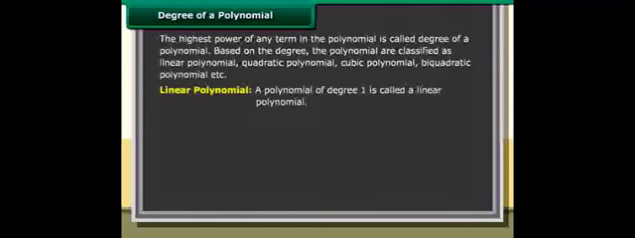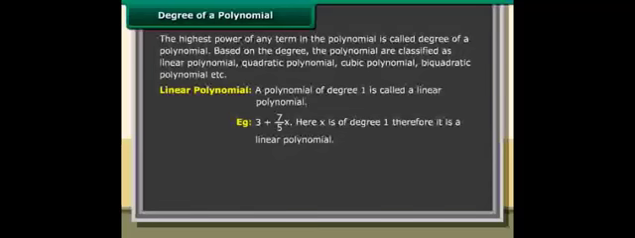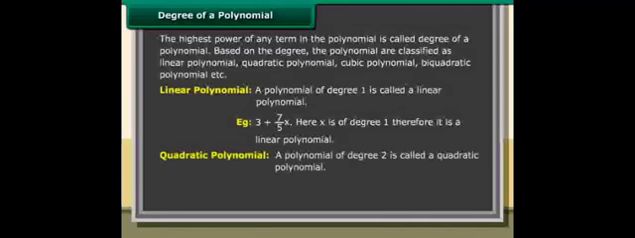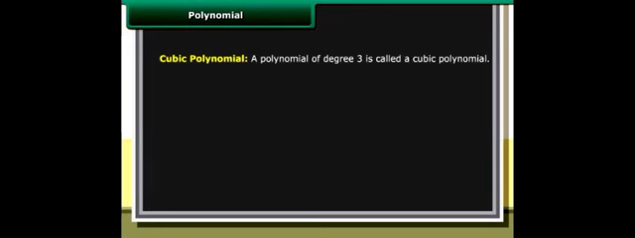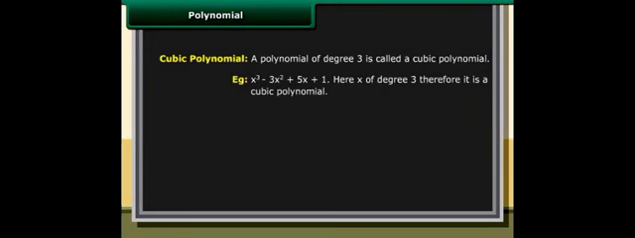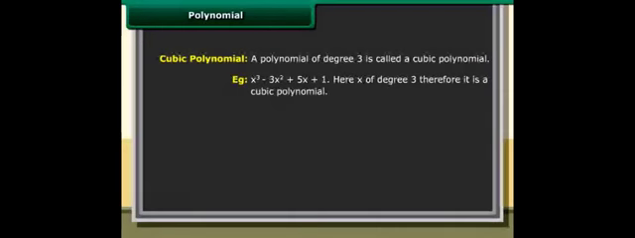Linear polynomial. A polynomial of degree 1 is called a linear polynomial. Example, 3 plus 7 upon 5x. Here x is of degree 1, therefore it is a linear polynomial. Quadratic polynomial. A polynomial of degree 2 is called a quadratic polynomial. Cubic polynomial. A polynomial of degree 3 is called a cubic polynomial. Example, x cubed minus 3x square plus 5x plus 1. Here x is of degree 3, therefore it is a cubic polynomial.